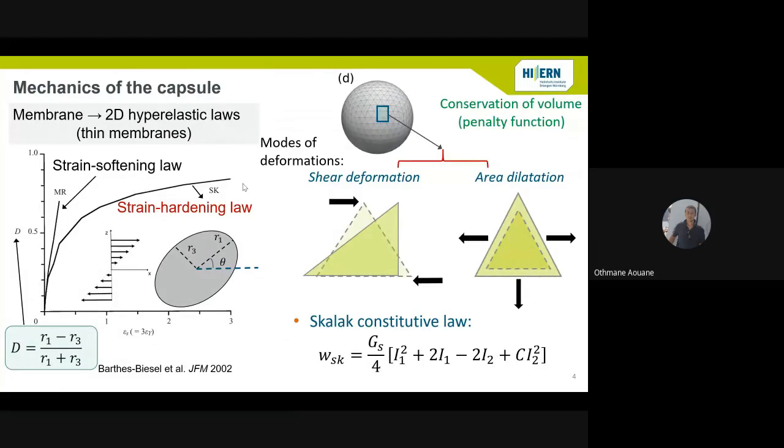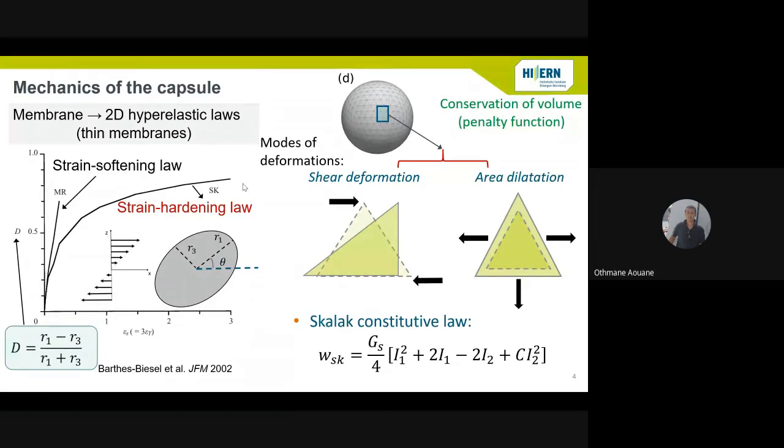We are doing numerical simulations. In order to reproduce the membrane mechanics, we model the elasticity of the membrane using a 2D elastic law, which is valid for thin membranes. The surface of the capsule is meshed with a triangular mesh.